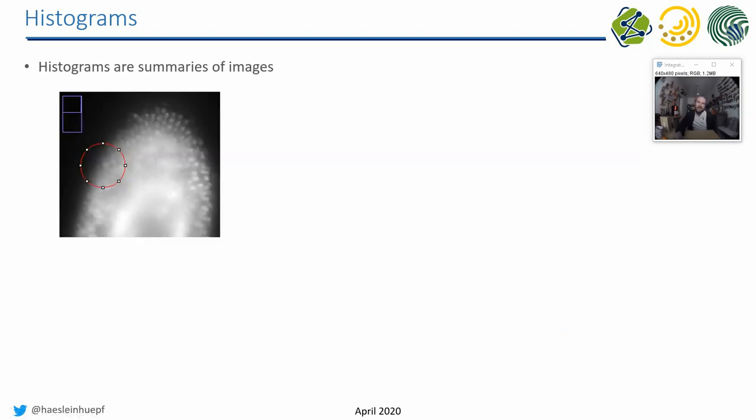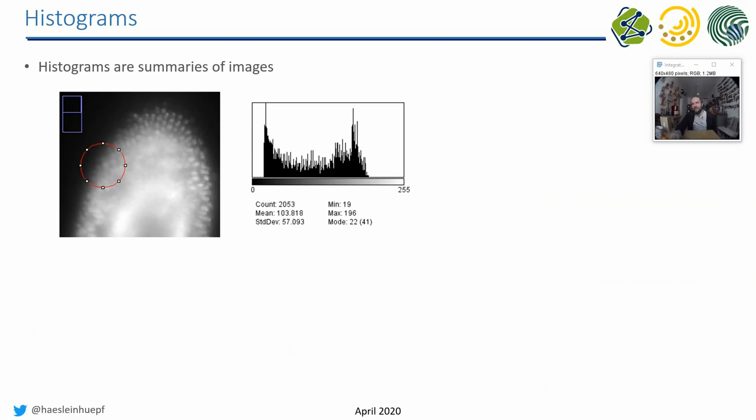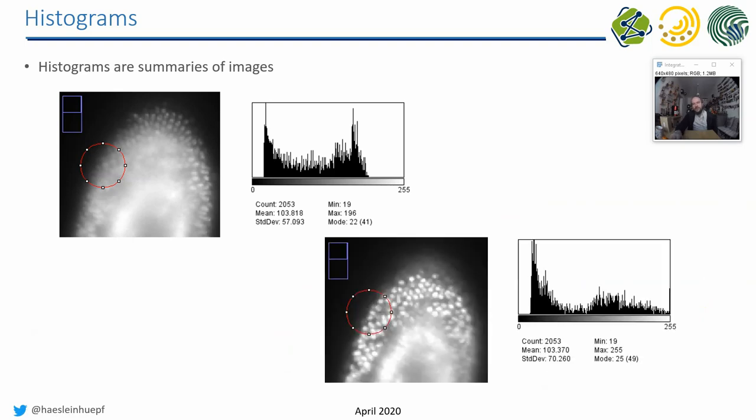Histograms are summaries of images. Later in the exercise, you will go through some images and look at some histograms to get a bit of a feeling of what that means. So in this particular region of this image, the histogram will look like that. And in a different region, or actually in a different image, the histogram looks like this. And you can see that this image here is sharper than this one. By the way, that's a misalignment of a microscope. This one is better aligned than that one.